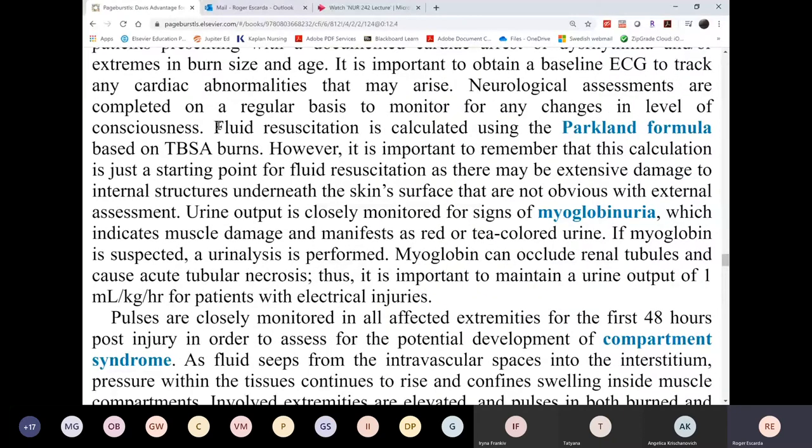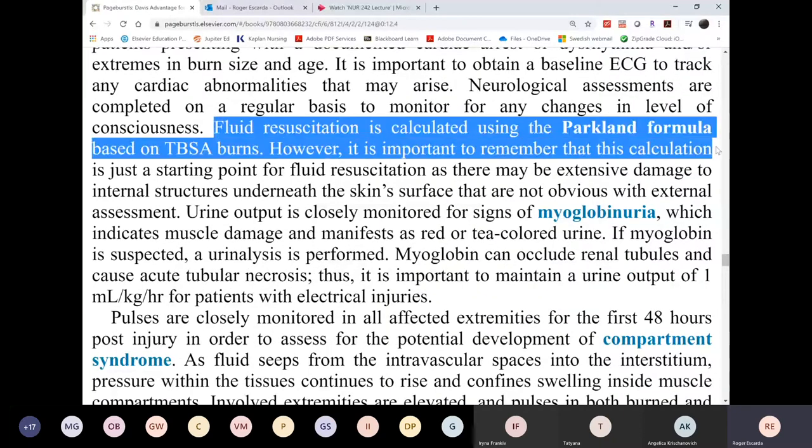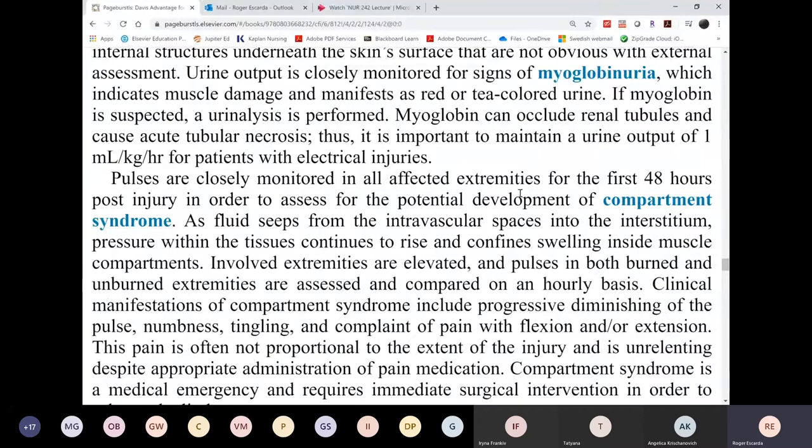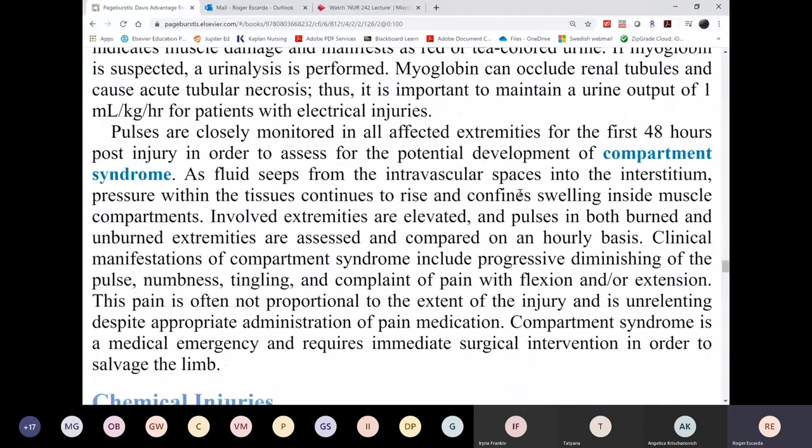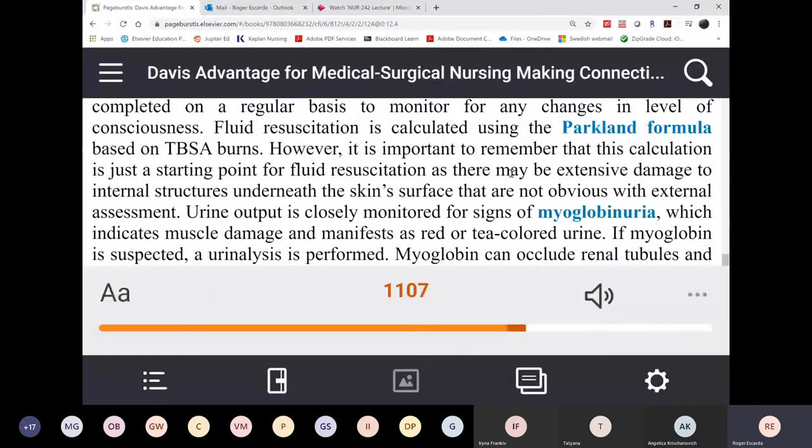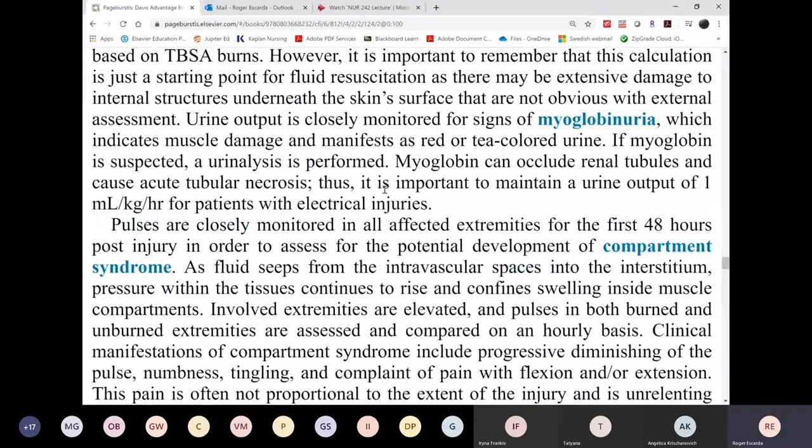Our standard formula is the Parkland. Parkland is, where's the formula? Let's get to that later. I guess they just mentioned Parkland here. All right, so the burnt tissue will involve muscles as well.